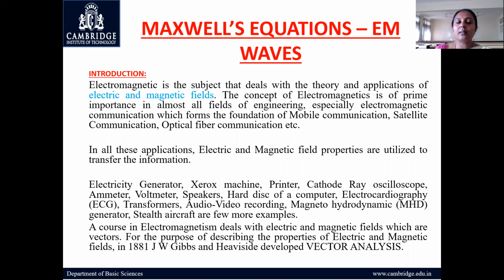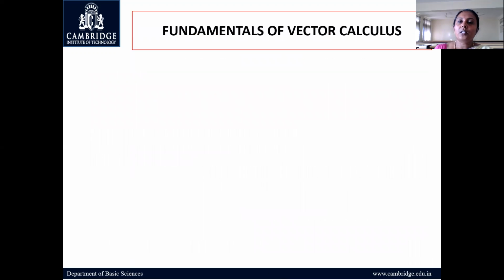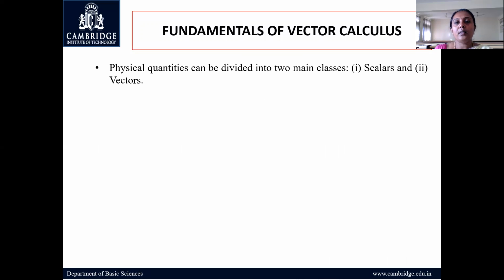Okay, to understand Maxwell's equations, we first have to know the basic concepts, that is, the fundamentals of vector calculus. So what is this? Vector calculus mainly deals with physical quantities, which can be divided into two types: one is scalars, another is vectors. So these are the fundamentals of vector calculus. Now what is a scalar?